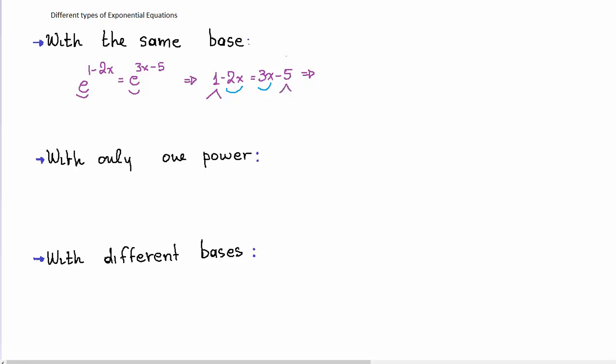So I will move the unknowns to the left side of the equation, minus 2x minus 3x, because when I move this to this side, it changes the sign. And I will move the 1 to this side of the equation. So I have negative 5 minus 1. And I have a very simple linear equation to solve. Negative 5x equals negative 6.